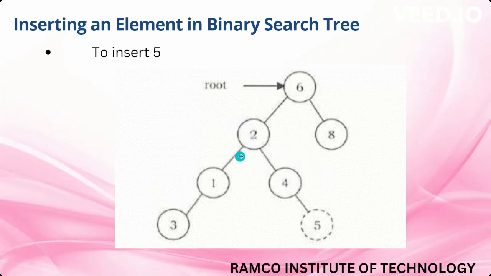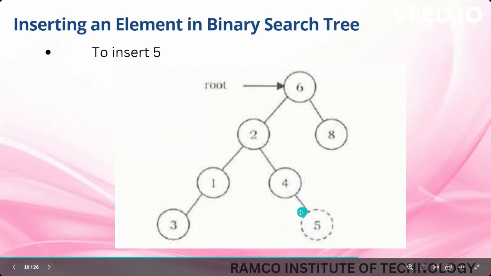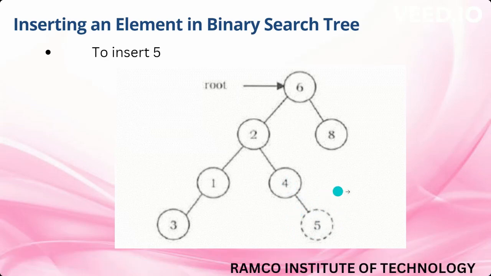Again 5 is compared with 4. 5 is greater than 4, so we need to go for the right side of 4. So the correct location for inserting the element 5 is the right side of the node 4. Here this is the correct position of the element 5. This is the operation of inserting an element in the binary search tree.